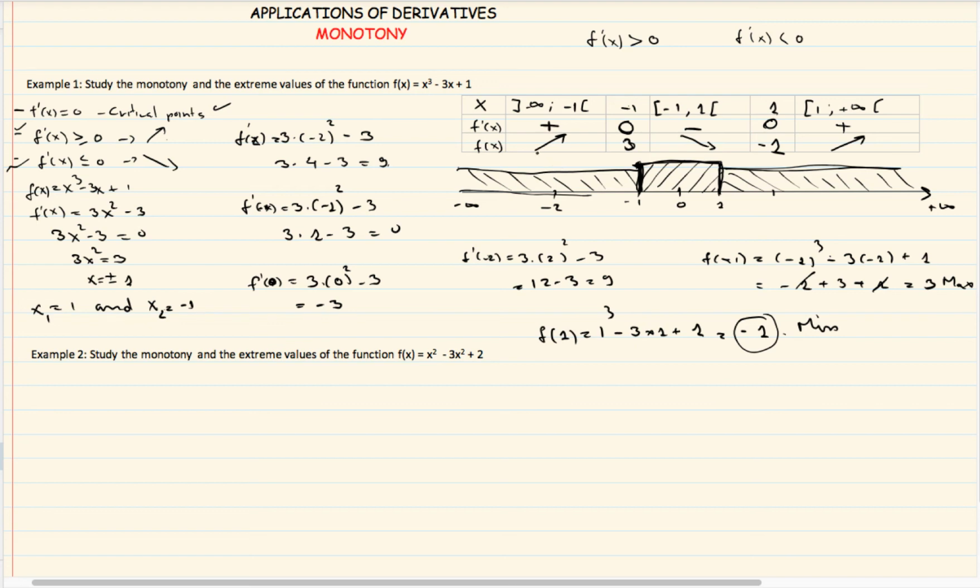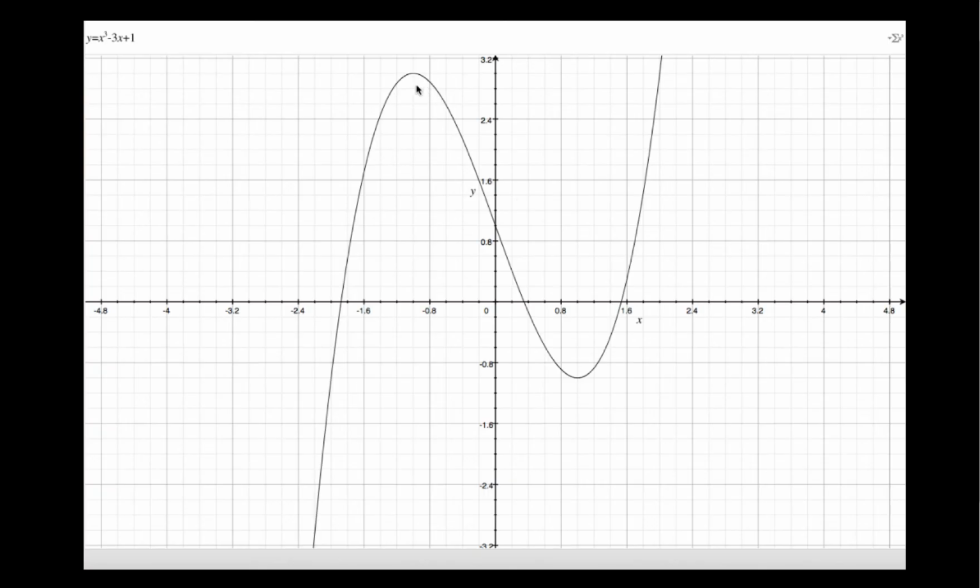So the interpretation is that within this interval, from minus infinity to minus 1, the function increases until it reaches a point where f of x is equal to 3, or y is equal to 3. After that the function decreases, till a point where y is equal to minus 1, and then the function increases. And this is the graphical representation of our function. So as you can see, indeed the function reaches its maximum point here and its minimum point here.